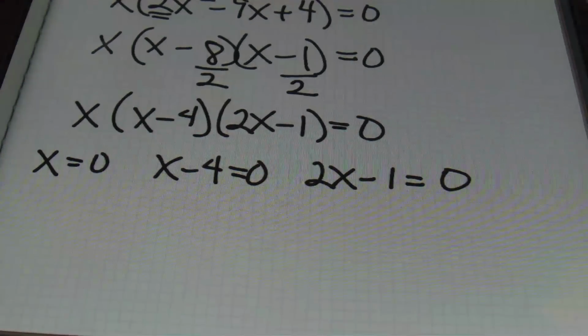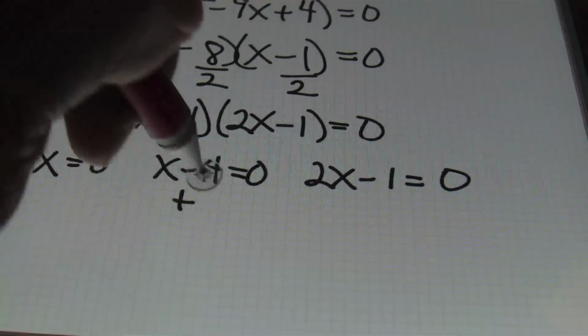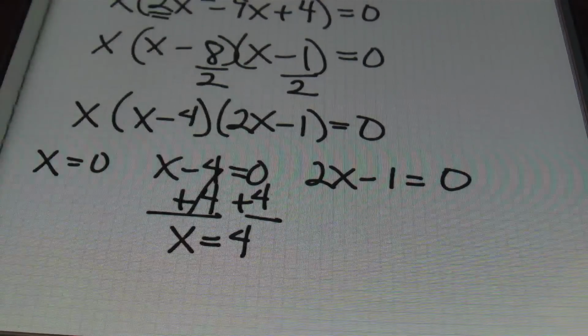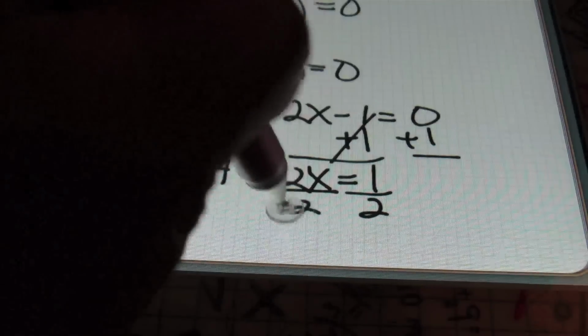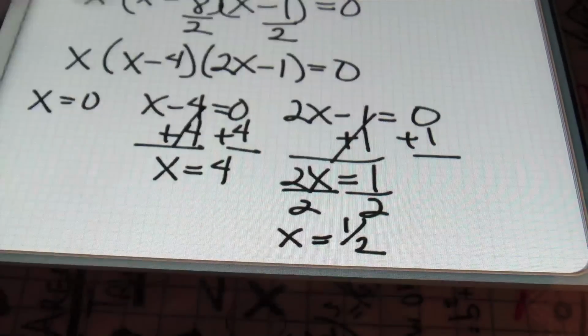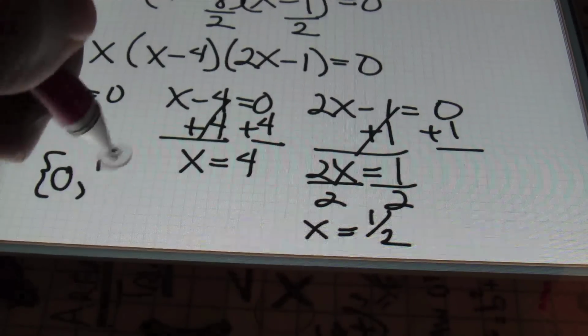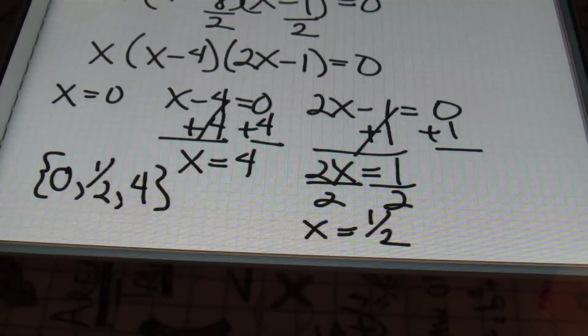And then you'll simply solve for each of the equations. So x equals 0 is already solved for. I'll be adding 4 to both sides. This gives me x equals 4. I'll also add 1 to both sides in this last equation. This gives me 2x equals 1, and then I'll divide both sides by 2, and this gives me x equals 1/2, like so. So my final solution set is going to be 0, 1/2, and 4. And that's it. That's the solution.